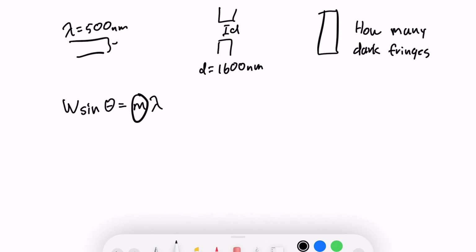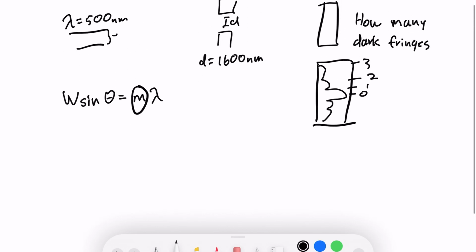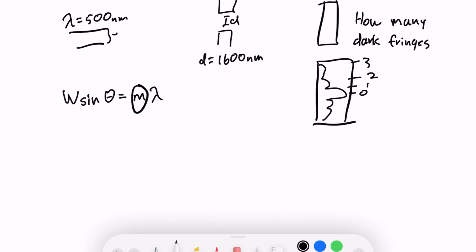And when you look at a wave intensity chart, let's say this is an intensity chart right here, each order is correlated to the number of dark fringes. So 1, 2, 3. Now, in this case, what we would do is plug in everything that we know so far.